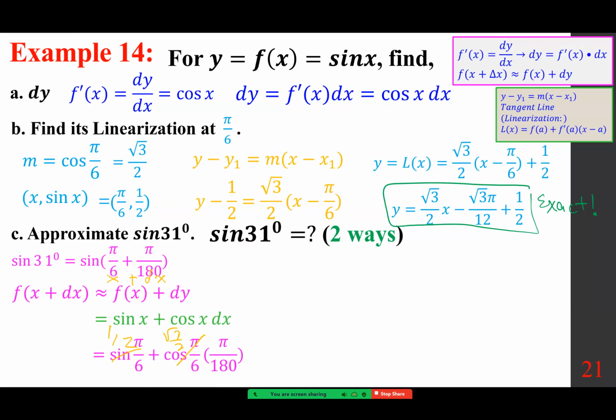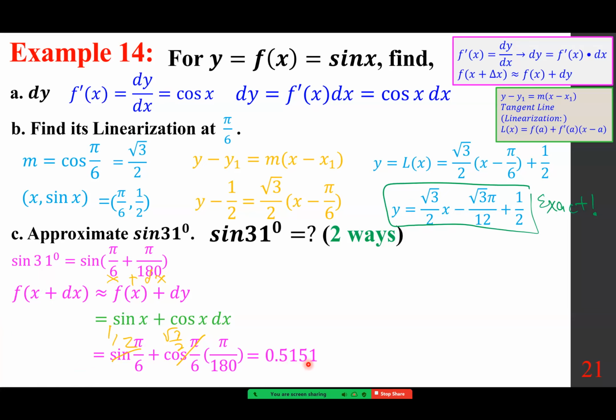At this point, you have to put it into a calculator for an approximation. And the reason I want you to do that, here's what you get, 0.5151. Notice, you know that sine of 30 degrees is 1/2. Sine of 31 degrees should be very close, and it's very close, 0.5151 or 0.52. Extremely close.